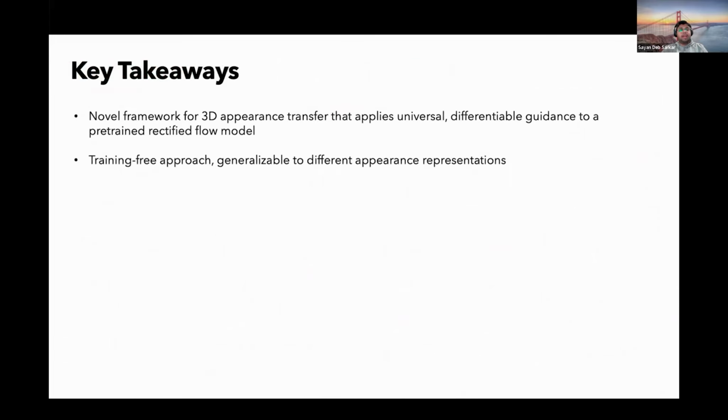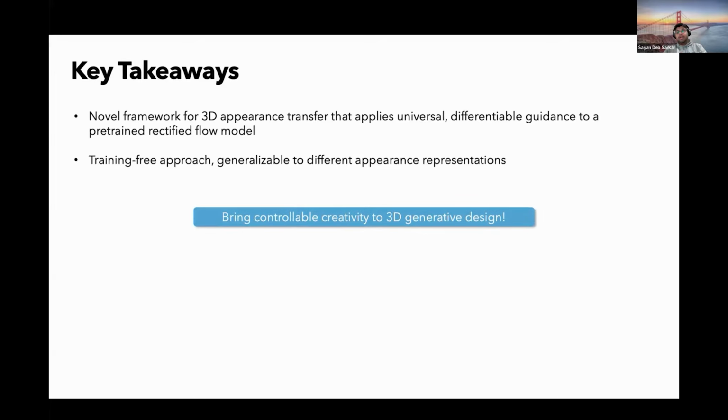So the key takeaways from the last 25 minutes of my talk are that I presented a novel framework for 3D appearance transfer that applies universal differentiable guidance to a pretrained rectified flow model. We have a training-free approach which generalizes to different appearance representations. You can use a mesh, an image, or a text, so whatever 3D, 2D, or 1D representation you are most familiar with. Our whole goal is to bring control-level creativity to 3D generative design. 3D generative design shouldn't feel like a black box, and you can get this fine-grained control.